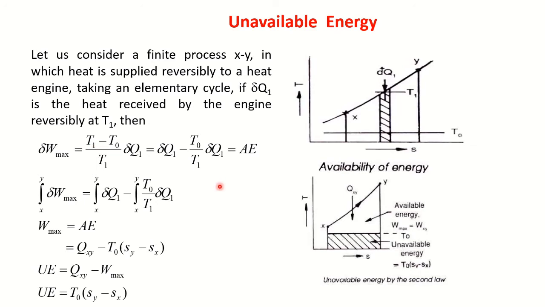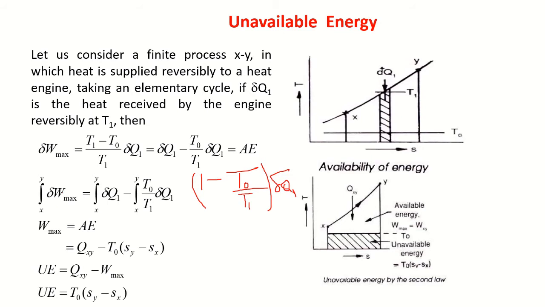Correct. Now if I divide this T1 by T1, which is 1, you will get 1 minus T0 divided by T1, multiplied by delta Q1. If I write it out, I'll get delta Q1 minus T naught by T1 delta Q1. This is W maximum, so you call this the available energy.